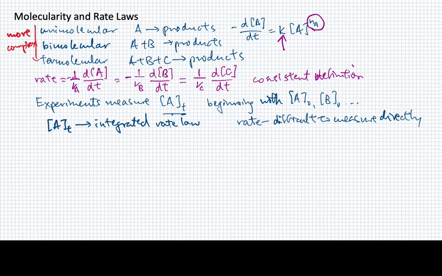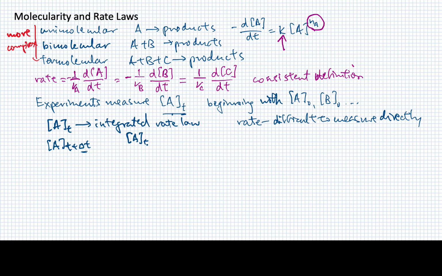So how do we get around this? Well, if we can measure A at a time t, we can also measure A at a time t plus delta t. And if I put these two together and I make delta t small enough, I could actually calculate a quantity that would look something like this.